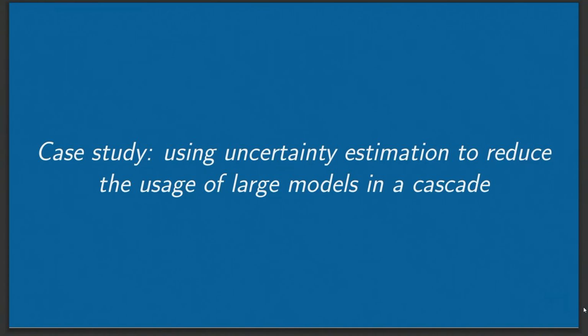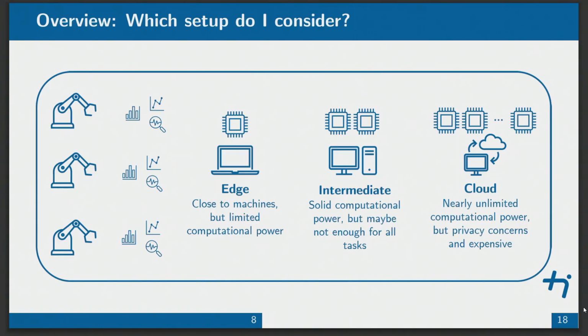So much for the theory. I now want to get into a small case study based on a paper of mine from last year. Here we used uncertainty estimation to reduce the usage of large models in a cascade. So let's explore what this cryptic title means.